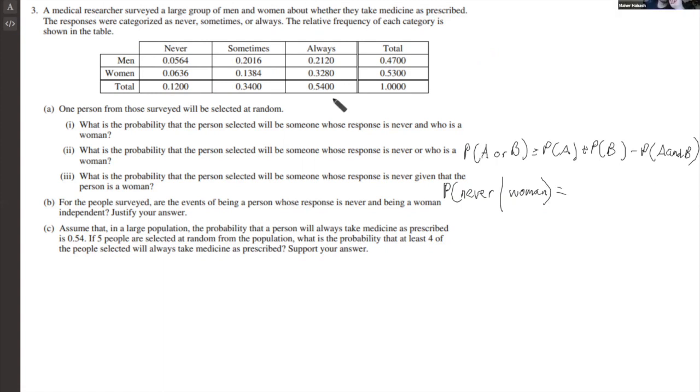Exactly. So the probability of never and woman over the probability of woman. Anytime you have a given, I'll write the more general one right here. Probability of A given B is going to be the probability that A and B occur over the probability of B. Anything that's the given is the denominator. So here the denominator would be the probability of woman, and the top would be the probability of never and woman. So perfect.